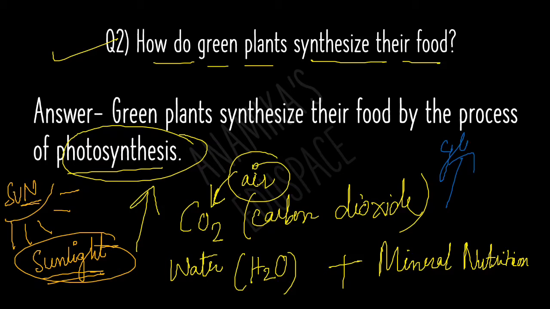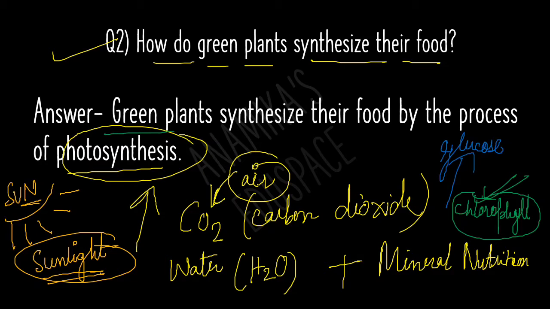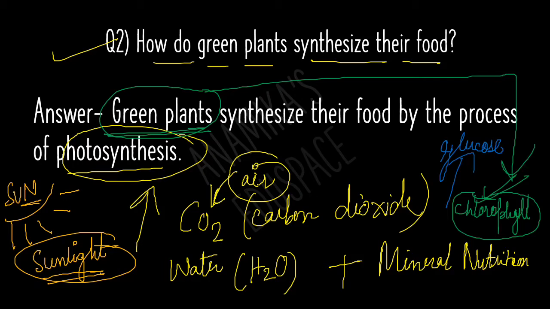glucose, and that also in the presence of the pigment that is known as chlorophyll, because chlorophyll is the green pigment which the green plants need. If it doesn't have chlorophyll, then the non-green plants cannot prepare their own food. So as they are green plants, they have the green pigment which is known as chlorophyll, and that's why they are able to make their own food, and the process by which they make their own food is known as photosynthesis. Clear, students?